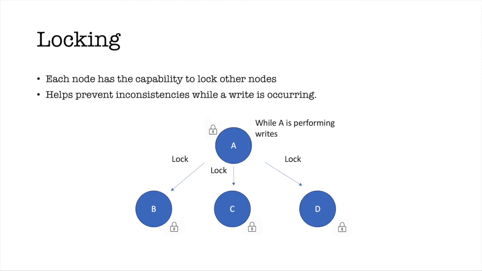Alright, so now let's talk about another technique we use, which is known as locking. Each node has the capability to lock other nodes in the network. How we essentially use this is it helps us prevent write inconsistencies throughout the network. So here's an example of A trying to perform a write. It sends out a lock request to every single other node, and it locks them from performing any other additional write. But it's important to note that each of these nodes are still available for reading files.